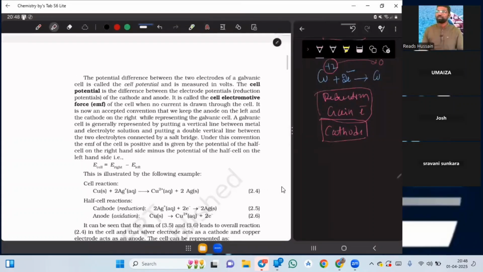What is cell potential? So here see the cell potential. Cell potential is the difference between the reduction potential of the cathode and the reduction potential of the anode. This is called cell potential. What is cell potential? The cell potential is the difference between the electrode potential of cathode and anode. This is the definition. And this is also called cell electromotive force, EMF. What is EMF of the cell? EMF of the cell is nothing but cell potential.